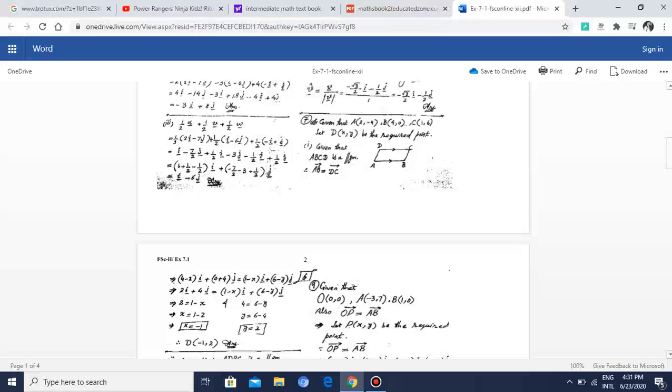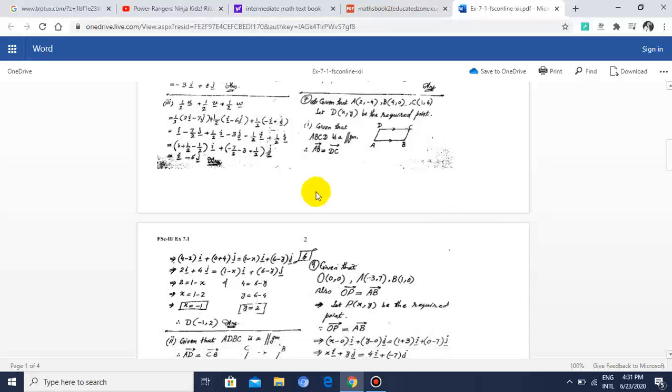Given that AB, we have to find the AB vector by subtracting the coordinate of A from the coordinate of B respectively. The i coordinate with the i coordinate and j coordinate with the j coordinate. 4 minus 2 i plus 0 minus (-4) j.